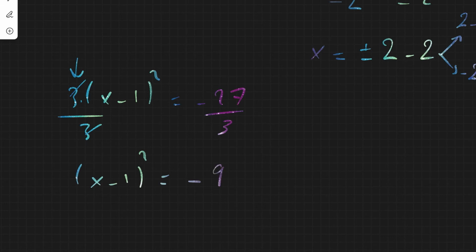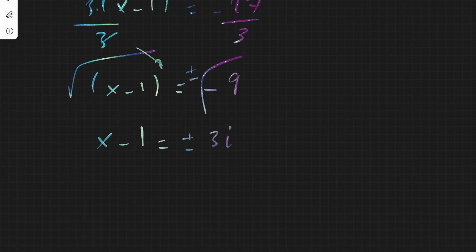To get rid of the power of 2, we apply its enemy, the radical, to both sides with plus or minus. So x minus 1 is equal to plus or minus, the square root of 9 is 3, and the square root of negative 1 is i. We just need to get rid of the minus 1. So x is equal to plus or minus 3i plus 1. We cannot go further because we cannot combine them, so we leave the answer like this.